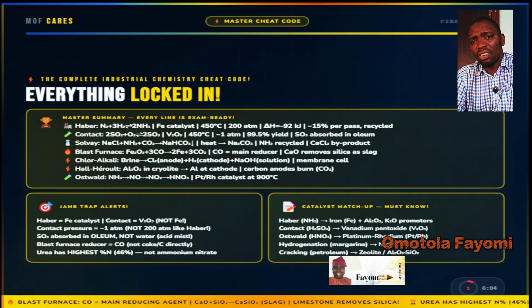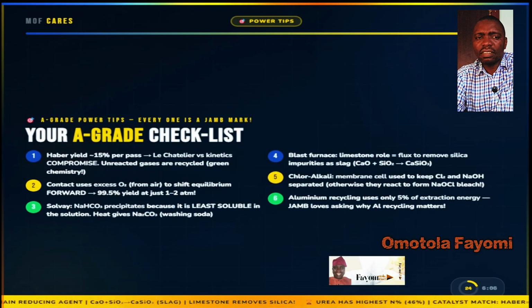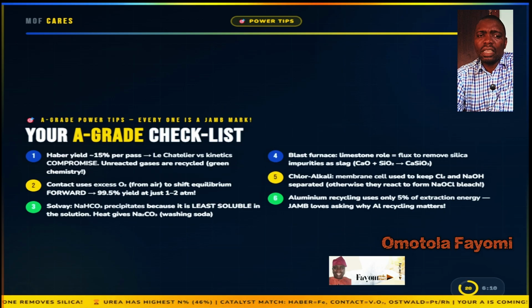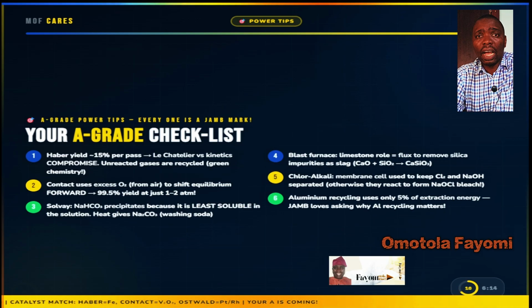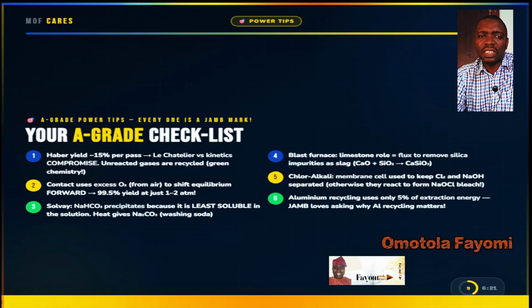Number 2 is that in the contact process, using excess air, oxygen drives the equilibrium forward through Le Chatelier's principle. This is why 99.5% conversion is achieved at 1 to 2 atmospheres. No need for the expensive high-pressure equipment of the Haber process.